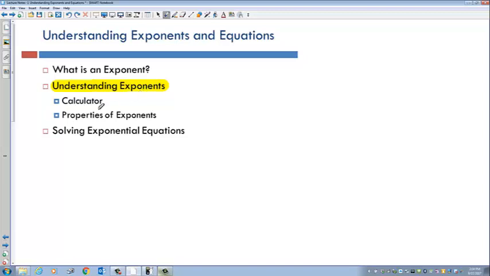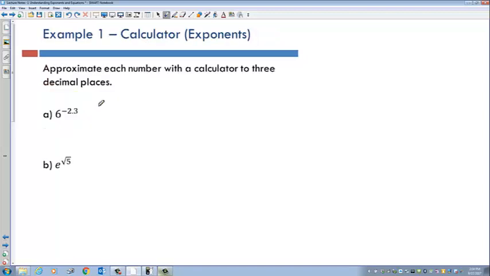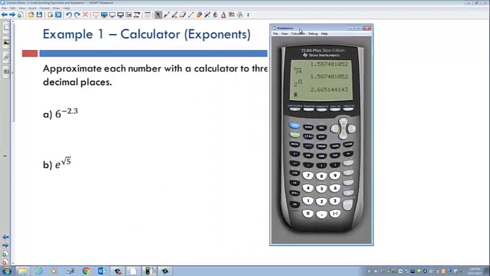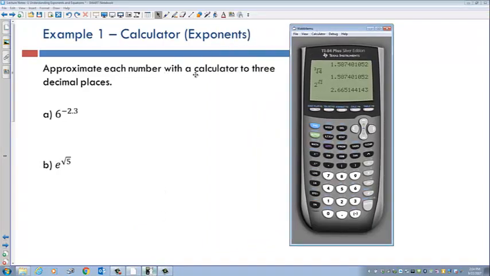So understanding exponents, first we're just going to work from a calculator. We have a couple of calculator problems to do to make sure that you can use a calculator to work with exponents. So let's do these. It says approximate each number with a calculator to 3 decimal places. It's pretty simple. We want to do 6 to the negative 2 thirds, so we just hit 6, and then the caret button puts us in the exponent, and so we raise it there, and then we hit negative.